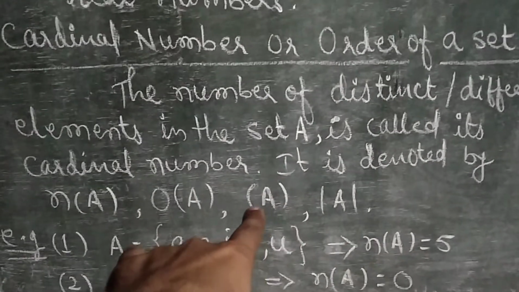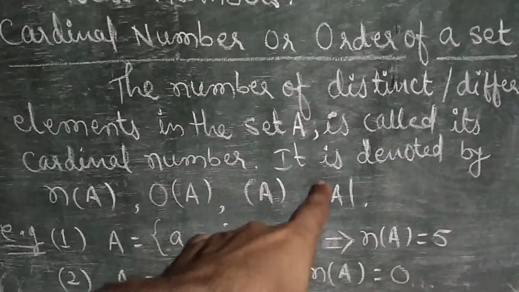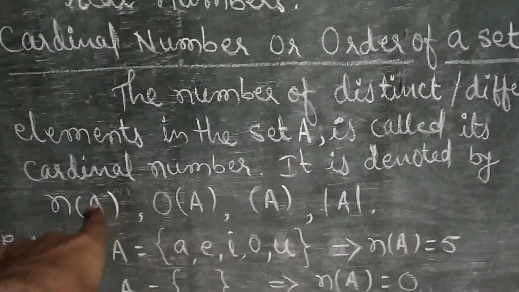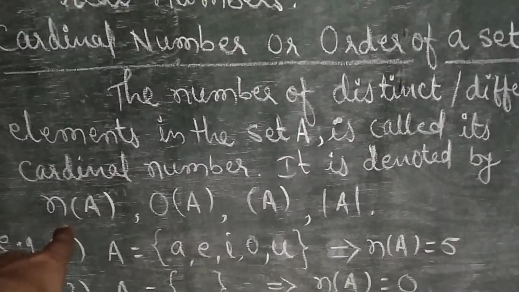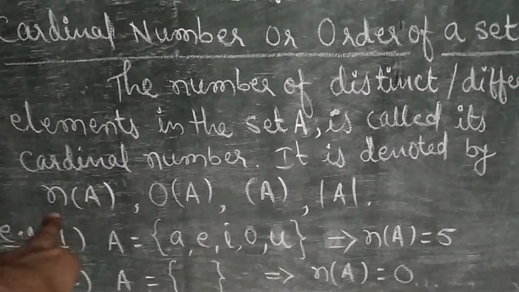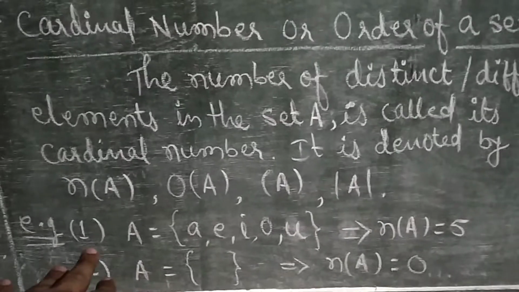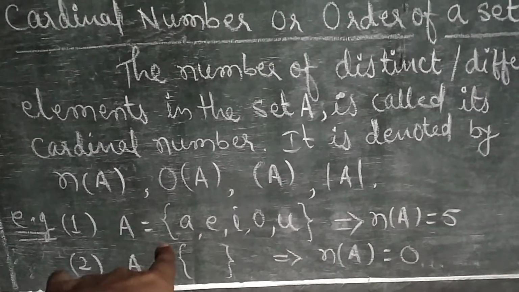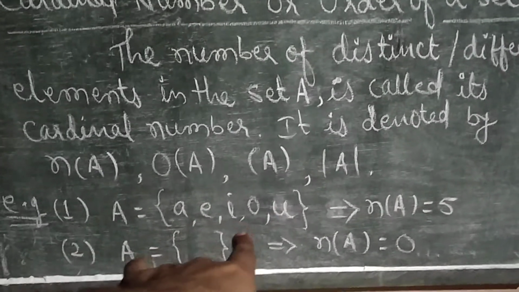In parenthesis we can write A, or we can write A inside the mod. So all these notations can be used for cardinal number, but the first one, n of A, is generally used. So we will use that representation in the further study. So A equal to, if we take one example, the collection of vowels A, E, I, O, U.